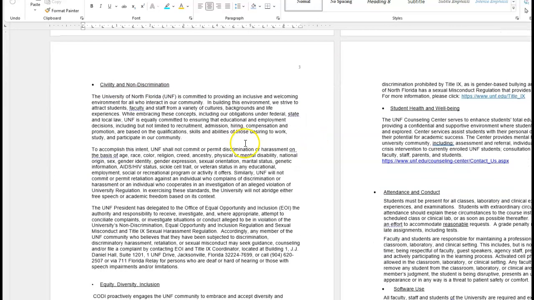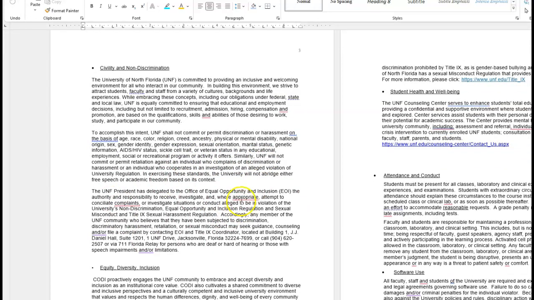Civility and non-discrimination. We don't discriminate against anyone based on any type of factors, including age, race, race, religion, creed, ancestry, physical or mental disability, national origin, sex, gender identity, gender expression, sexual orientation, marital status, genetic information, HIV status, sickle cell trait, or veteran status in any type of situation. So you guys, you can always report to the Office of EOI if you felt like there was a discrimination issue.